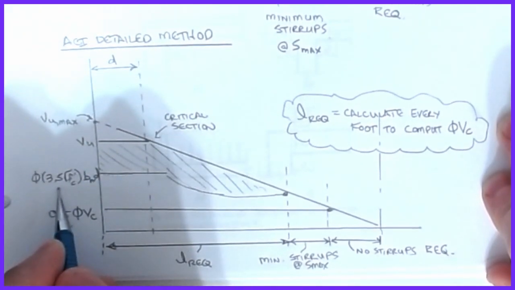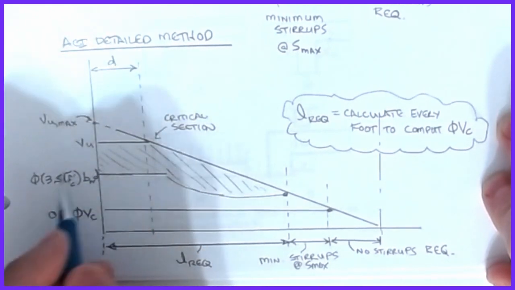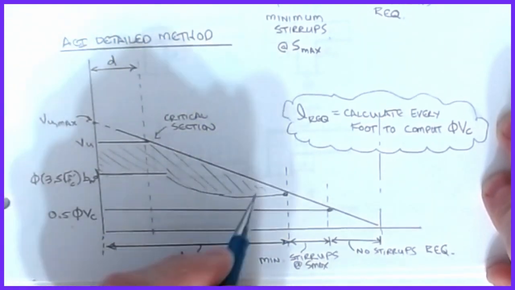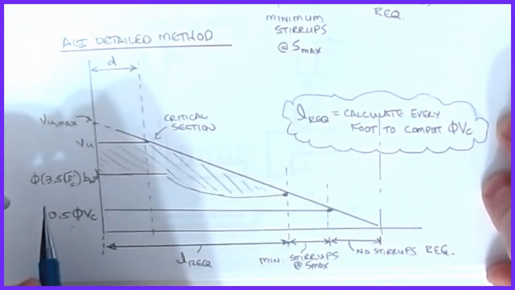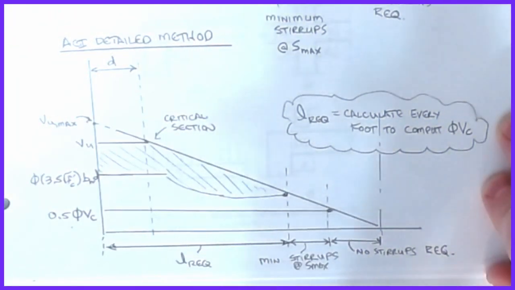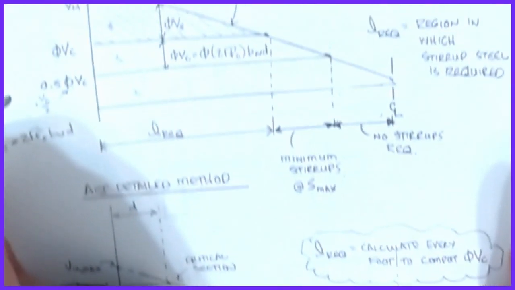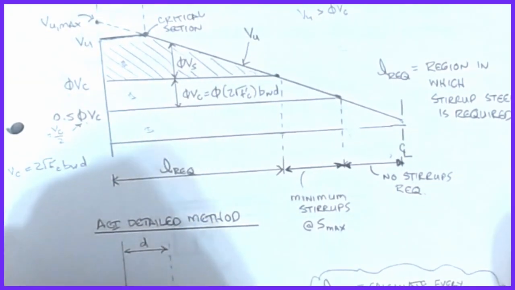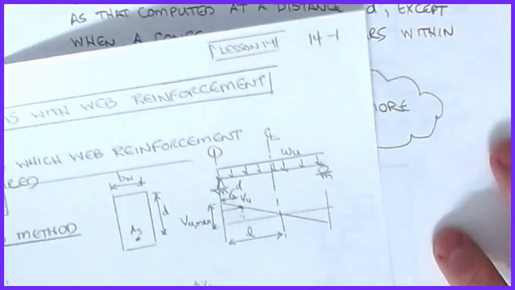Okay, because remember, in the simplified method, this was limited to 2 root F prime C. So I can get away with less steel according to the detailed method, but it's a lot more cumbersome to calculate. Okay, and then I have to worry about what am I doing with all of this, and so there's a little bit of a difference there. But overall, the general approach is exactly the same. You can kind of see why we like the simplified method, that these 2 horizontal lines are just really easy to draw, and that's why we're going to focus on that one. Okay, so anyway, those are our method.